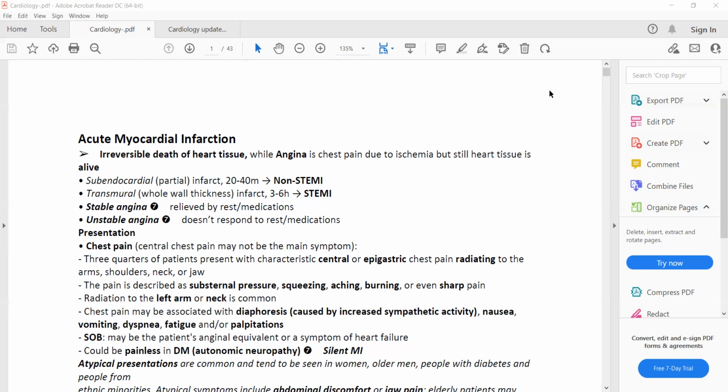So after doing a 12 lead ECG, there is no ST elevation in the ECG. The second step is to send cardiac enzymes such as troponin. And if troponin is positive, it means myocardial cell injury has occurred. So it's non-ST elevation MI. And if troponin is negative, then it's unstable angina.